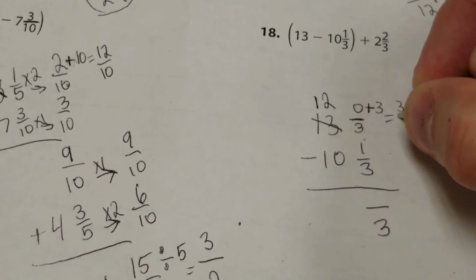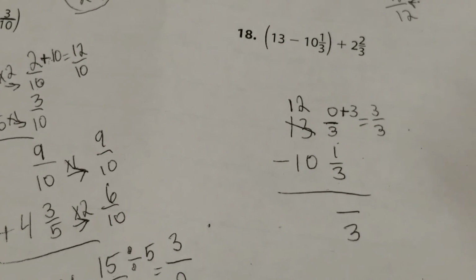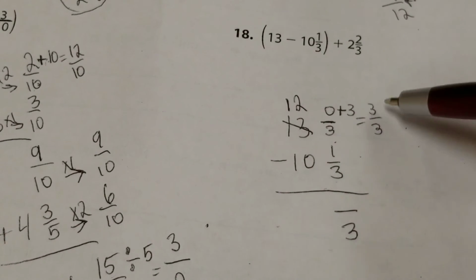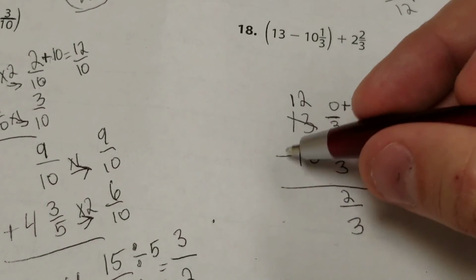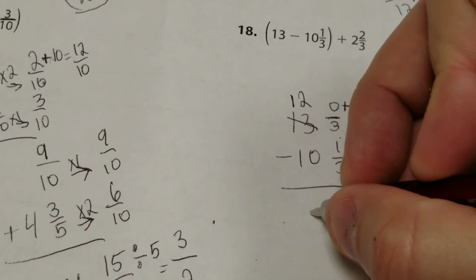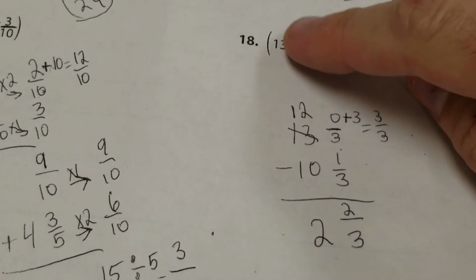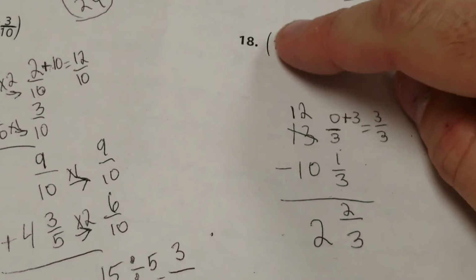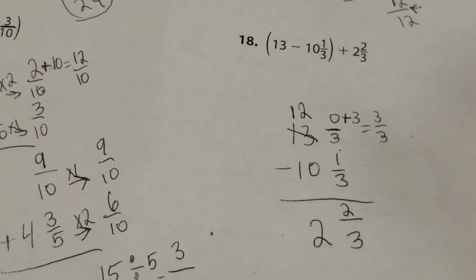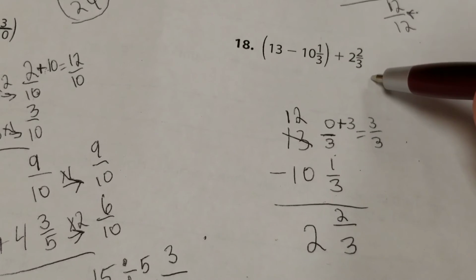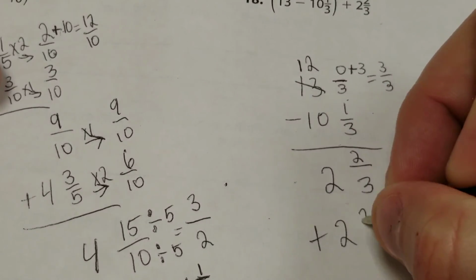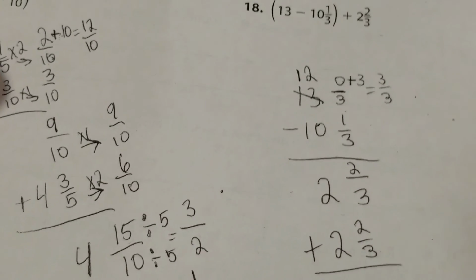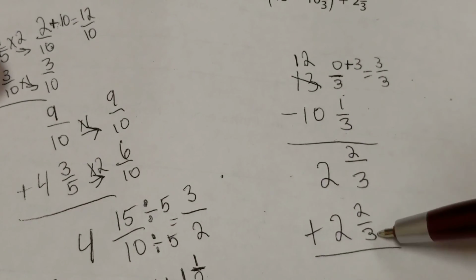So now we have 3 over 3. We're subtracting 1/3. So 3 minus 1 is 2. And then 12 minus 10 for our wholes is 2. So this part of our parentheses, the answer is 2 2/3. Well, what do we have to do? We have to add 2 2/3. So here we have thirds and thirds.